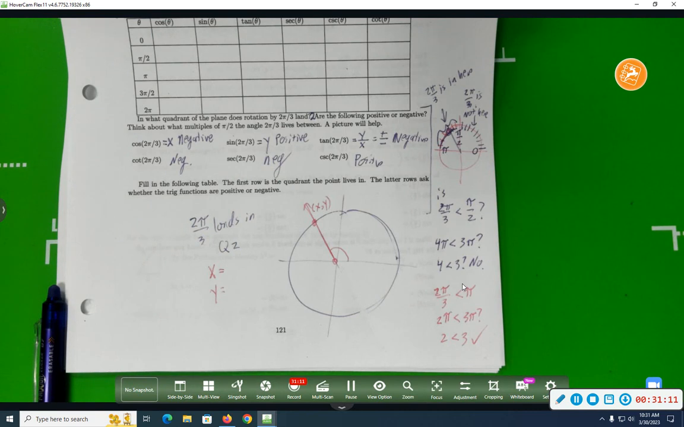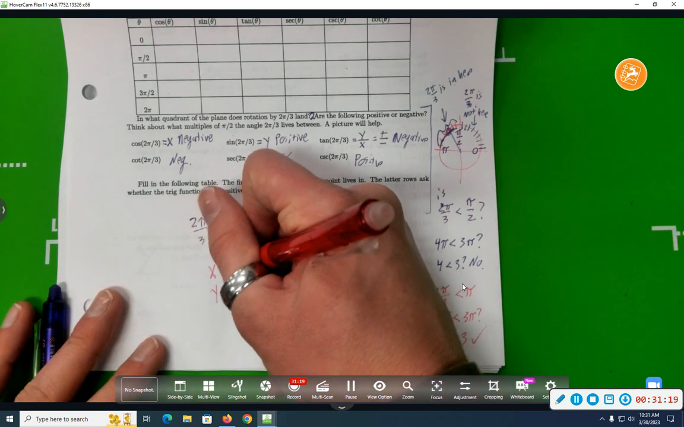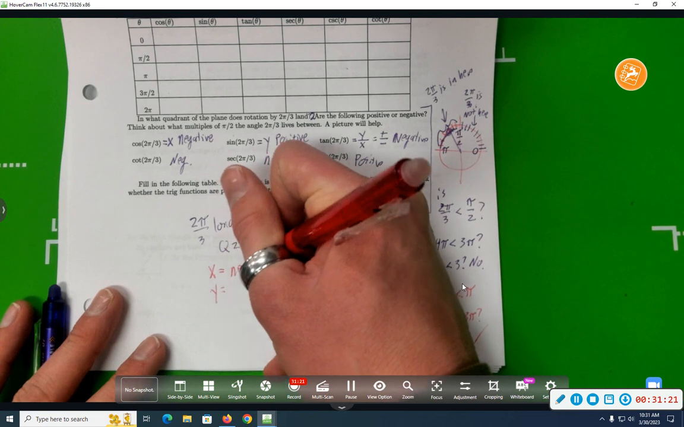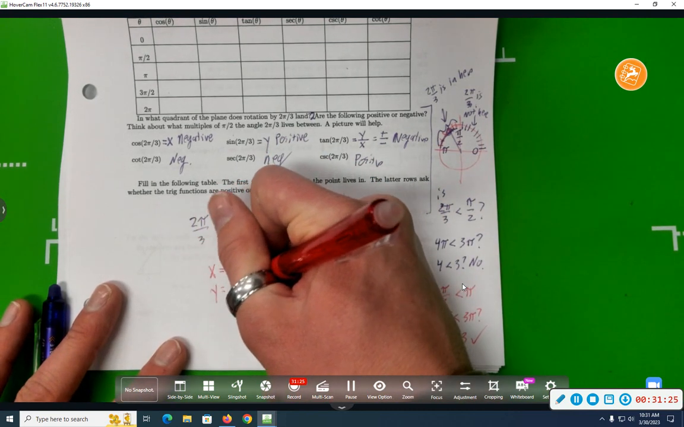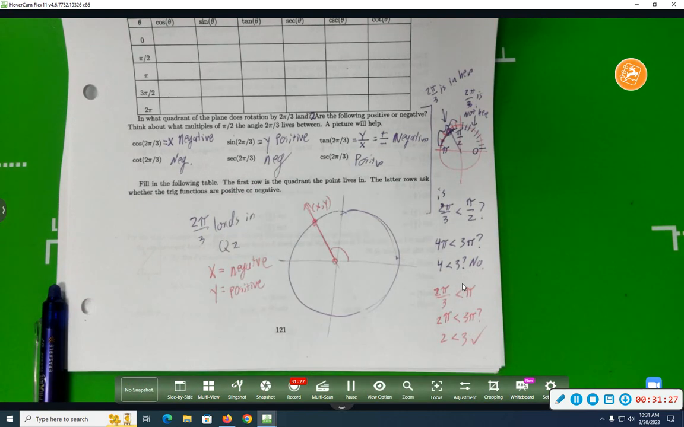well, let's look at the x value first. So this point lives to the left of the y-axis. So the x value is negative. I don't know exactly what the x value is, but whatever it is, it's definitely negative. The y value is positive. So far, so good?